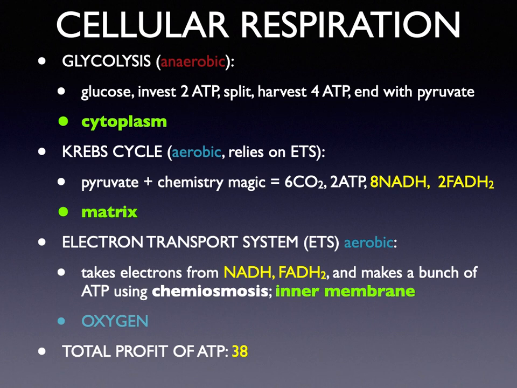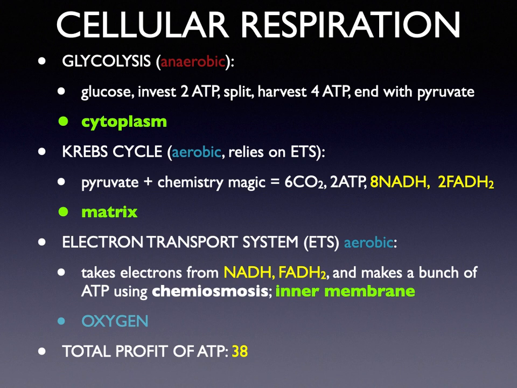So here's a summary. Glycolysis is anaerobic. There's what you're going to put in. It occurs in the cytoplasm. And then we move to the Krebs cycle, which is considered aerobic. It relies on the electron transport system. You do some chemistry magic, you get all of those products. It occurs in the mitochondrial matrix. The electron transport system is aerobic.